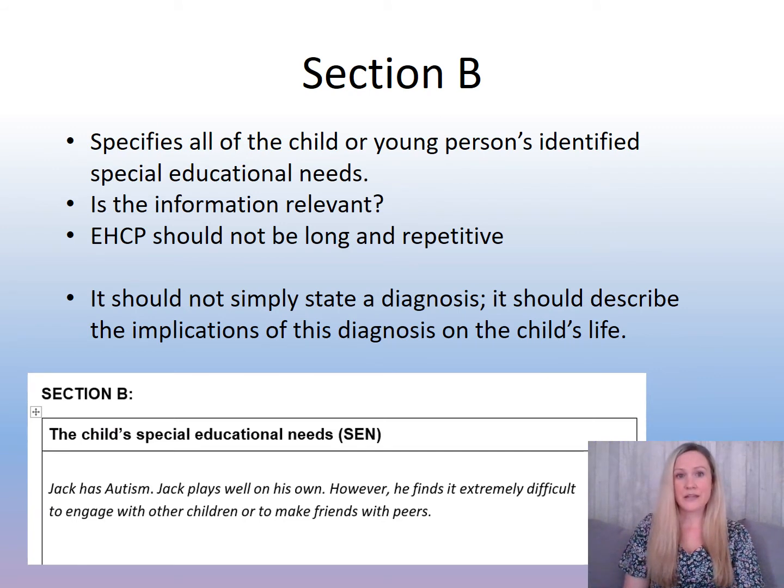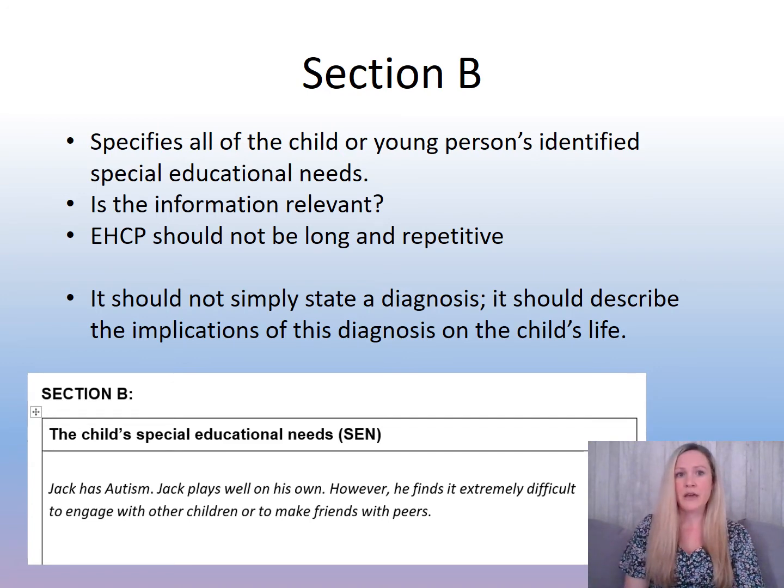So Section B should specify all of the child or young person's identified special educational needs. In this section, just have a read through and consider whether all the information is relevant. Does it all need to be included? Are you happy with it being included? As most of the information is taken from professional reports, it can sometimes include some background history, which you don't necessarily feel is too relevant. So for example, parents are divorced, the child was bullied at the age of 7 and now they're 14.